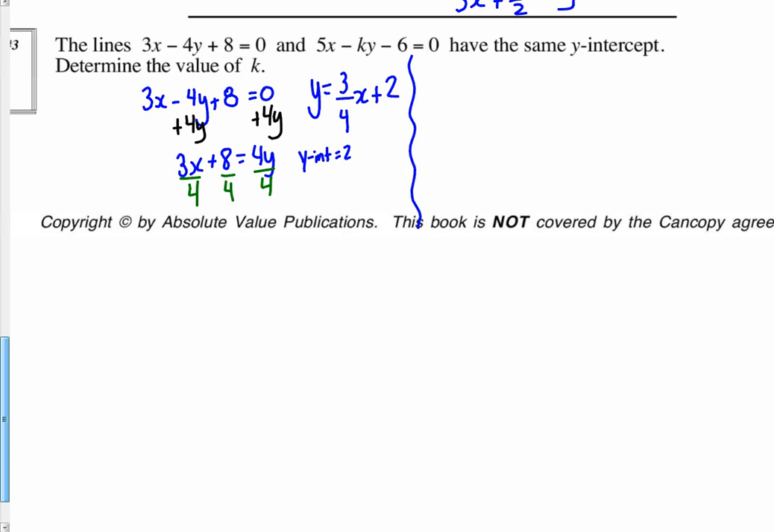Okay, what else? Where do you want to go from here? There's a couple options. Do the same thing to the other one? Okay, let's do that. Let's get y by itself.